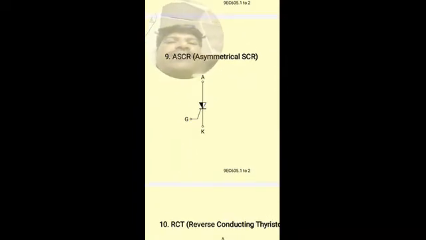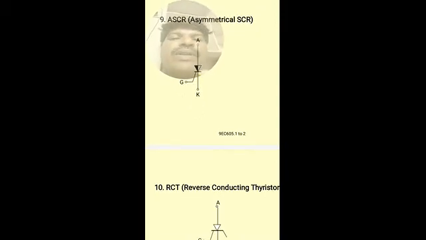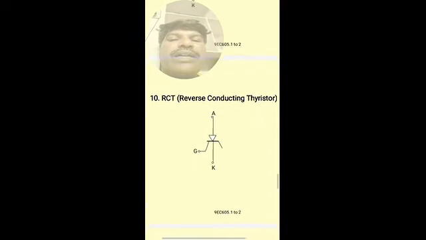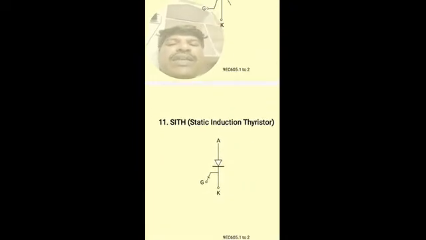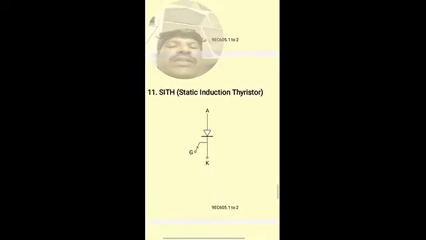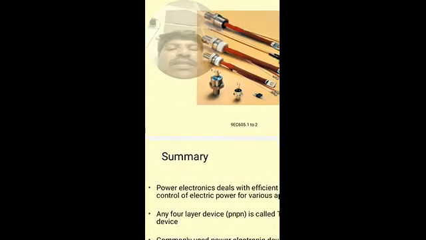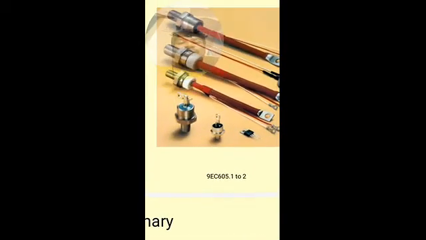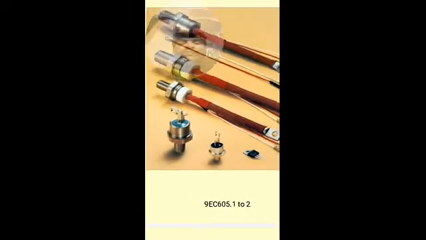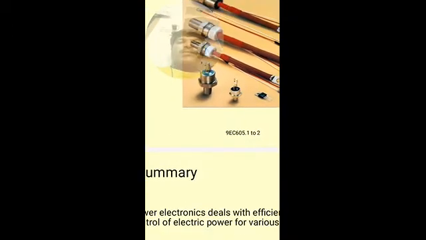Asymmetrical SCR, one more type of SCR. Reverse conducting thyristor, so it is going to conduct in the reverse direction. Silicon static induction thyristor, and these are the different types of thyristors. These are the figures, the thyristor symbols, and actual figures of the thyristors.